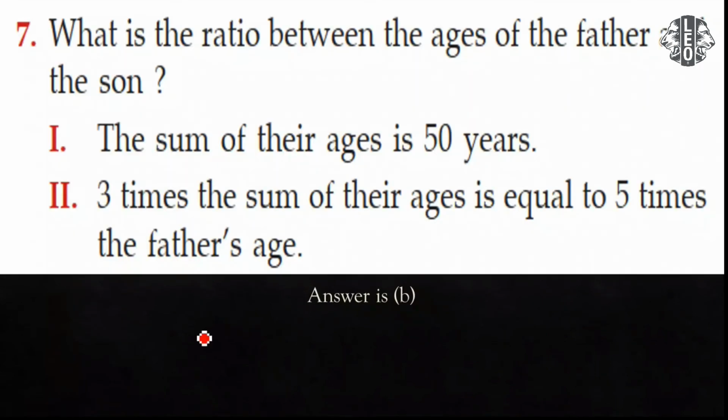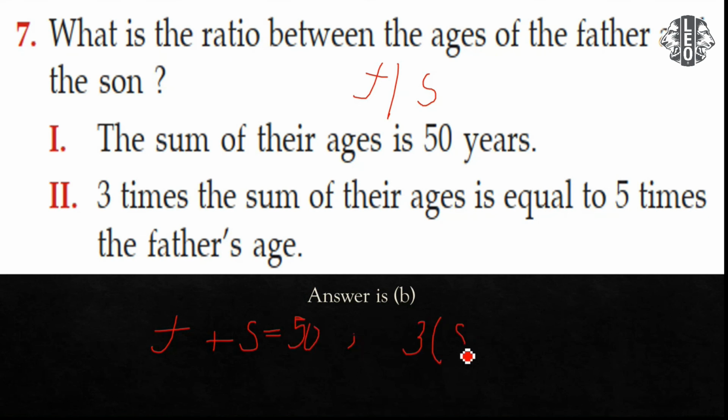So this is one thing. Now, what is the ratio between the ages of father and son? They have given F plus S is 50, and 3 times the sum of their ages F plus S is equal to 5 times the father's age. With this you can get 3S equal to 2F. So you got the relation.